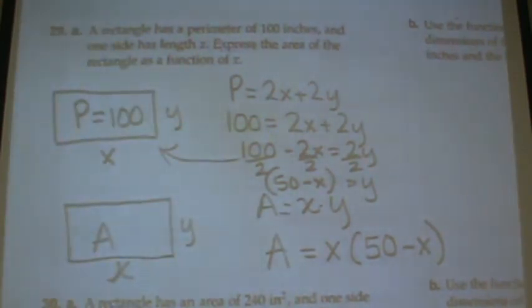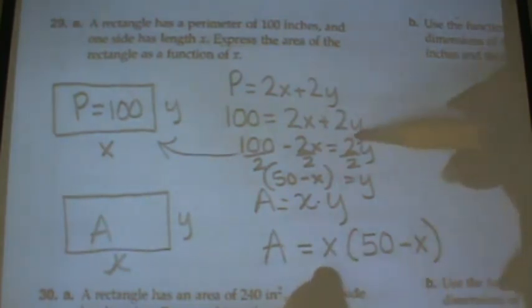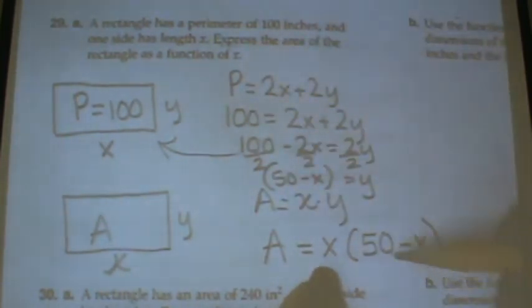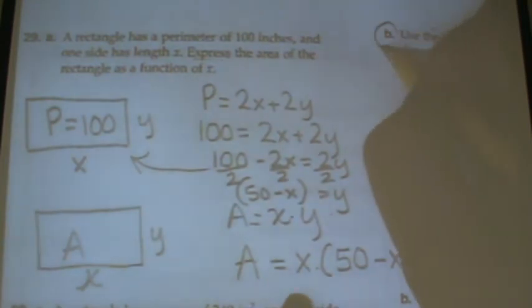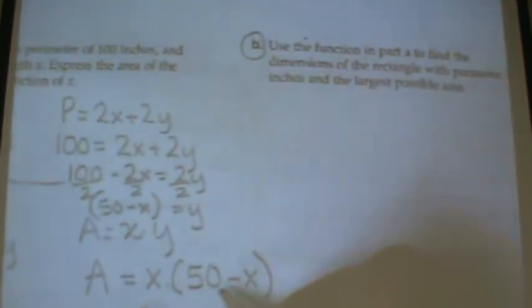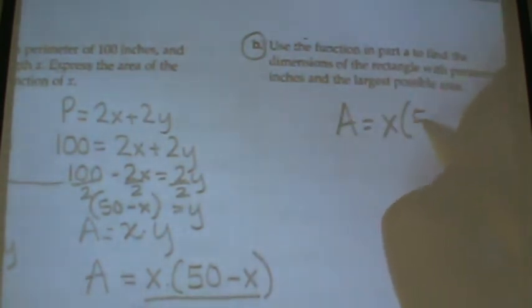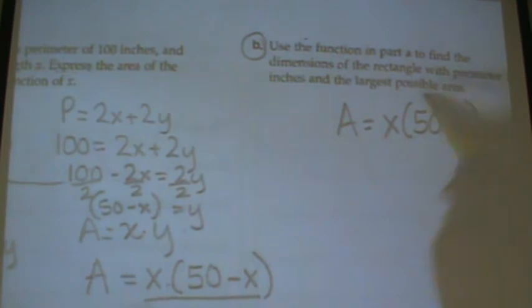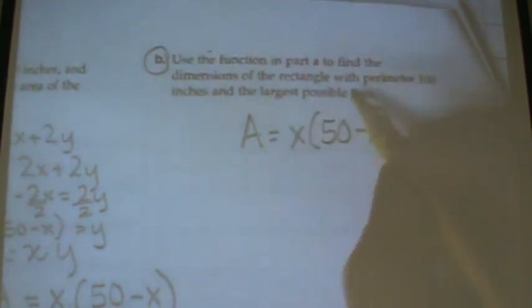So that's this answer. A is the area formula using this perimeter. That's it. Area is equal to x times 50 minus x. You're plugging one into the other. Now, look at B. B says, use this function to find the dimensions of this rectangle that has a perimeter of 100 inches and the largest possible area.